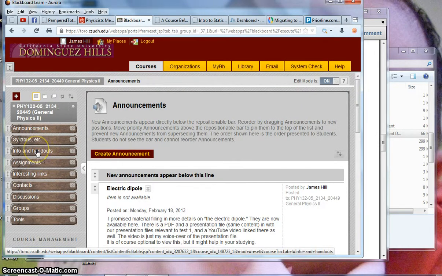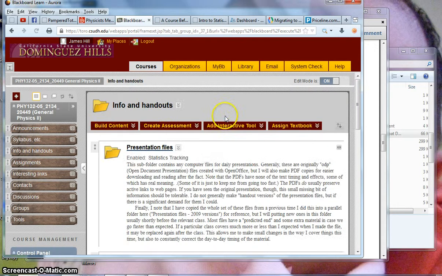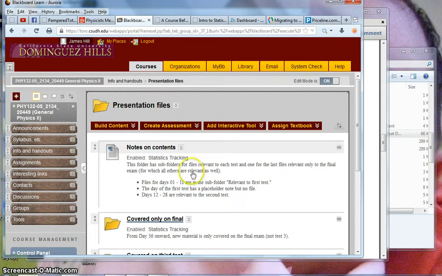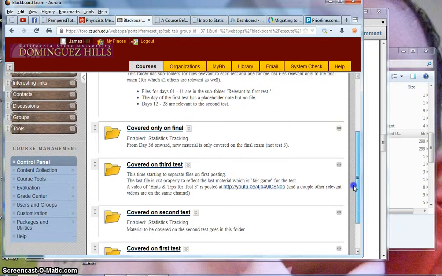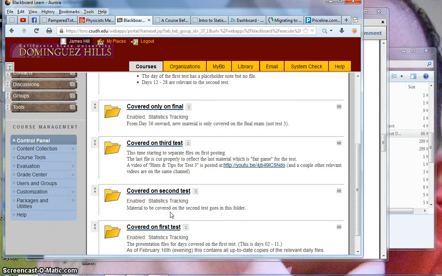and you know that I put the most interesting stuff usually under info and handouts, particularly those presentation files for what I do every day. And as noted before, I separate them into what's on which test, and this is the second test. So I go there, and my computer is, of course, being very slow for various reasons.